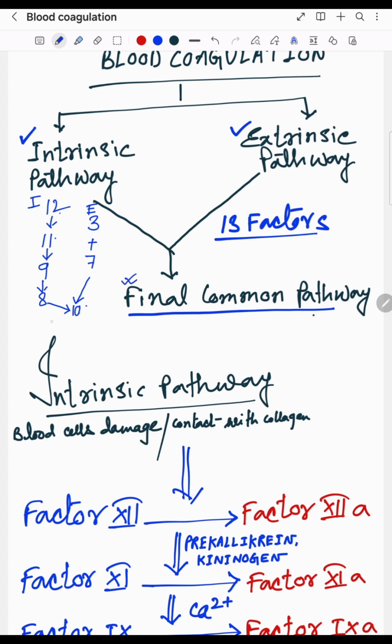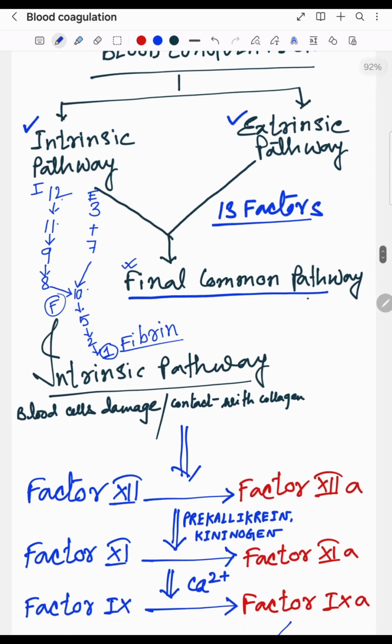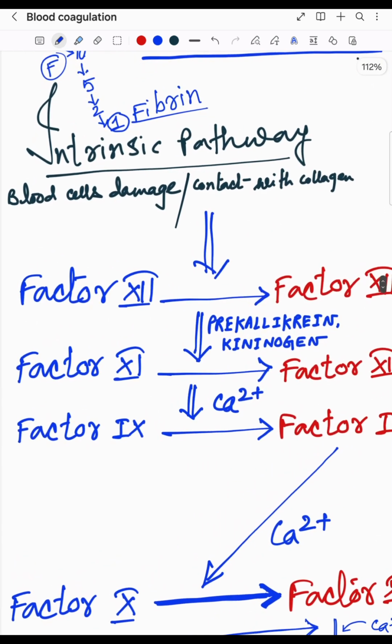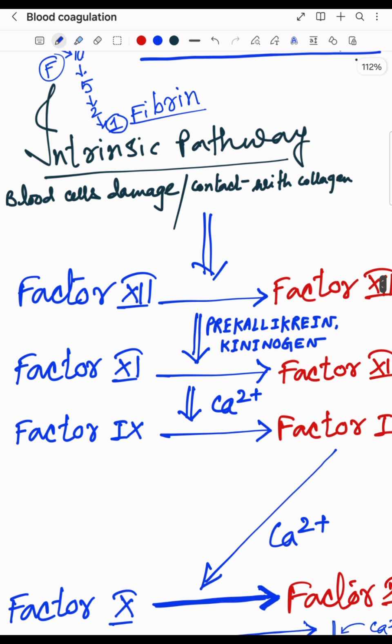For the final common pathway, there will be the activation of factors like 5 and 2. Then there will be the activation of 1, which is fibrin, and the clot will be formed. So see, there is the intrinsic pathway. Intrinsic means that it occurs within the blood vessel.